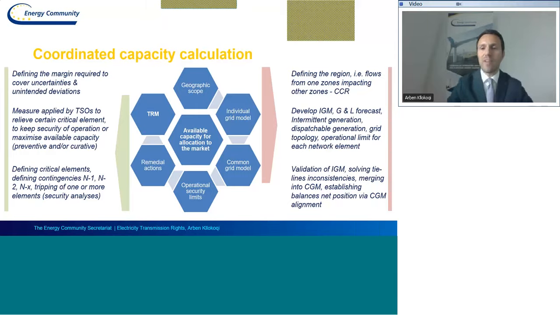development of the individual grid models, which is basically the TSO developing a grid model for the system that it operates, looking into the generation and load forecast, intermittent generation, so basically renewables, dispatchable generation, grid topology, and then operational limits for each network.